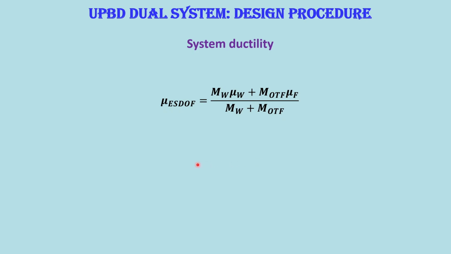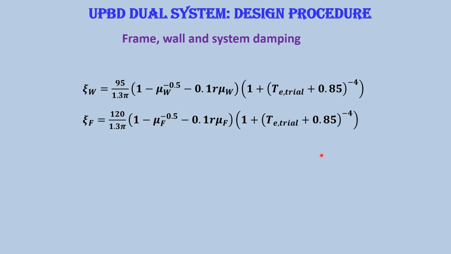Now system ductility. We have got the frame ductility mu f, we have got the wall ductility mu w. How to get the total system ductility? So mu ESD, we are putting this symbol for system ductility, is MW mu w, MW from that table we have discussed, MOTF also from that previous table, so MOTF mu f, divided by MW plus MOTF. So this will give you the system ductility. Now we have to find the damping.